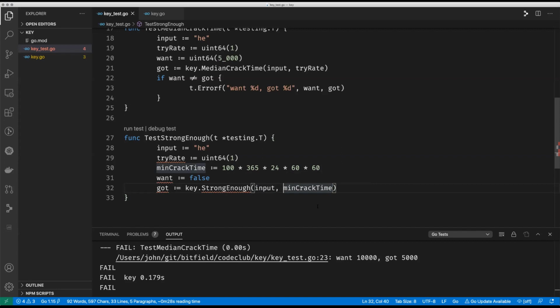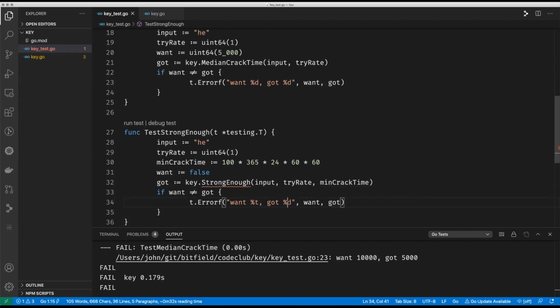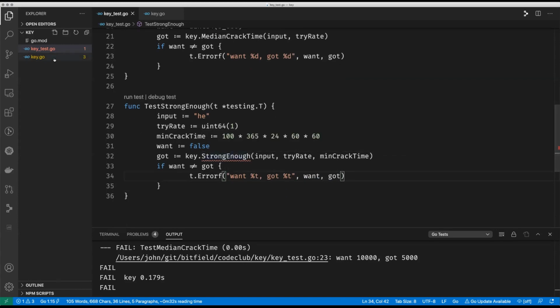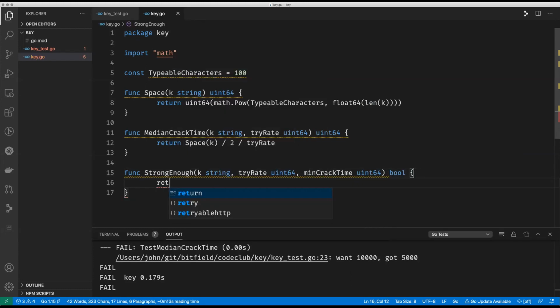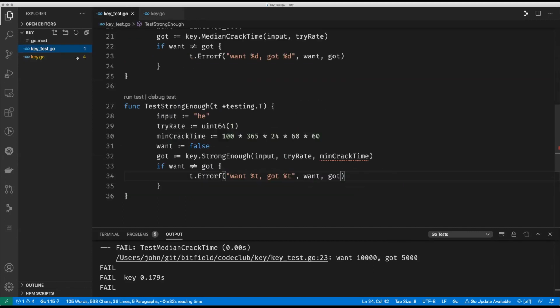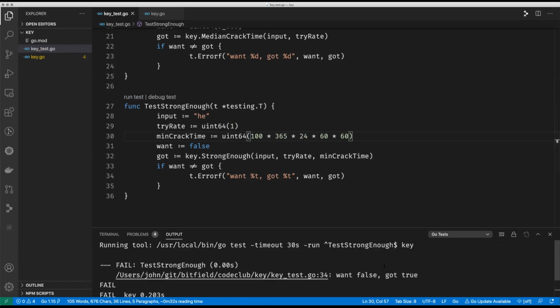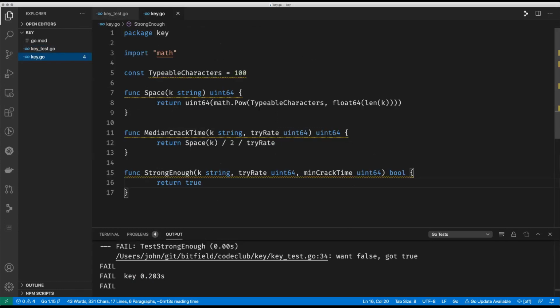Yes. And I also need to pass in try rate, clearly, don't I? Even Go is reminding me of this, because it's saying you defined try rate, but you didn't use it. So I need to use it. Okay, and now we can compare want and got. These are not decimals now, they're truth values. And I haven't defined strong enough, but I can do, can't I? We said it's string, the try rate, and min crack time, all uint64s. It returns bool. Let's just return true. Let's make that a uint64. Pretty sure that will fit. We should be failing, shouldn't we? And we are, which is great.